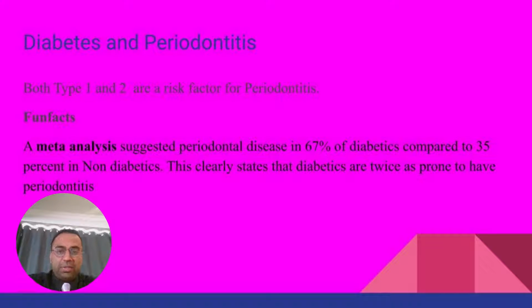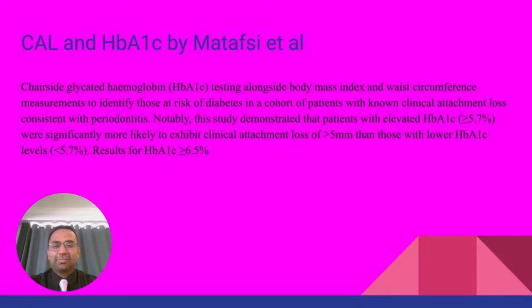Diabetes and periodontitis. A meta-analysis study in the UK clearly stated that 67% of diabetic individuals are prone to periodontal disease, compared to 35% of non-diabetic individuals. This clearly establishes the link between periodontitis and diabetes.